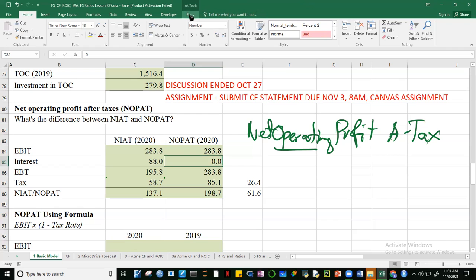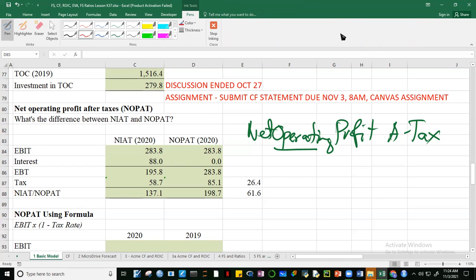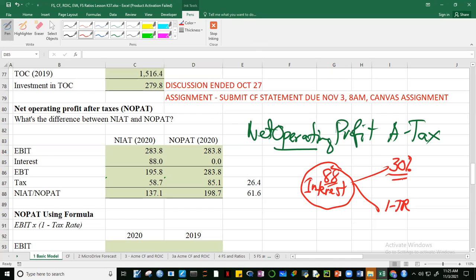Why is your NOPAT greater than your net income after tax, not by the whole interest expense? What happened here was, if the interest expense was 88, a certain percentage of that resulted in tax savings for the net income after tax. The tax savings was 30% because the tax rate is 30%. So the balance, 1 minus the tax rate, or 1 minus 30%, is 70%.